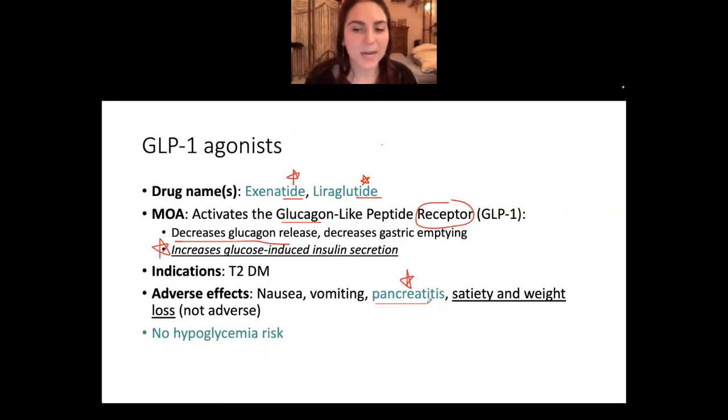And then this causes satiety and weight loss. So again, people like that. They're like, cool, I love losing weight on a drug. But what's cool about this one is there's no hypoglycemia risk. And sometimes they can ask that: you want to give a drug that has no hypoglycemia risk, which one would you give? And this would be a good contender, one of these GLP-1 agonists.